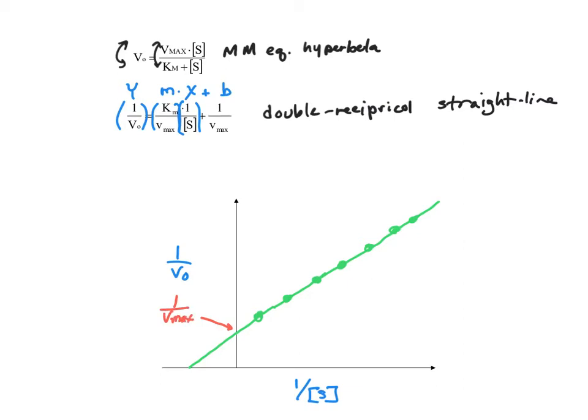And oddly enough, the x-intercept is not as obvious from our equation as the other one, but it is also equal to something useful, and that is negative 1 over Km. So if we do a double reciprocal plot, or what we call a Lineweaver-Burk plot, named after the folks who first came up with this technique, we can take hyperbolic data that's hard to estimate the Vmax and Km for, and we get a straight line.